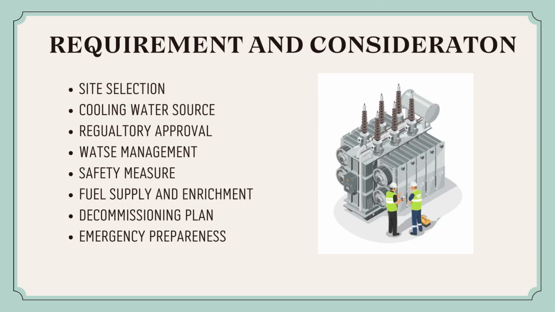There are a few requirements and considerations for a nuclear power plant. The first one is site selection. Second, cooling water sources. Number 3, regulatory approval. Number 4, waste management. Number 5, safety measures. Number 6, fuel supply and enrichment. Number 7, decommissioning plan. And the last one is emergency preparedness.